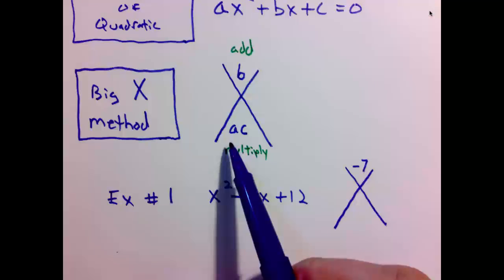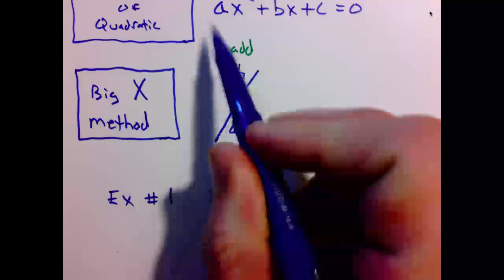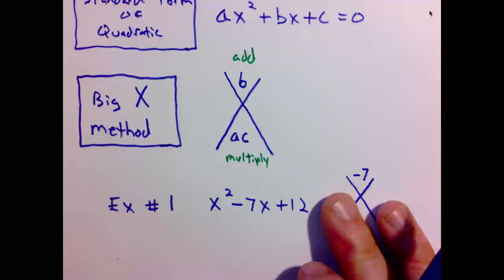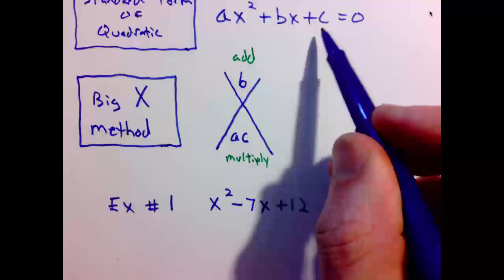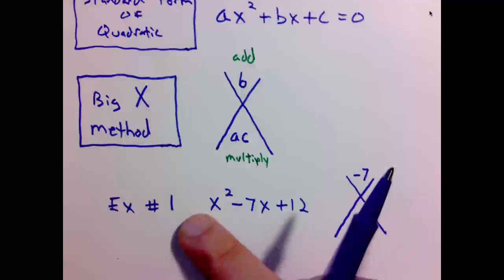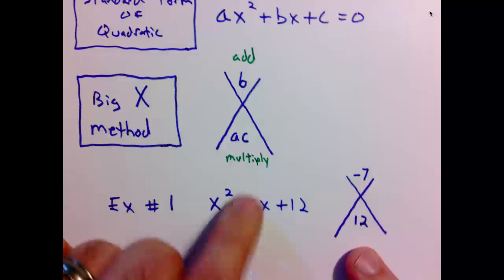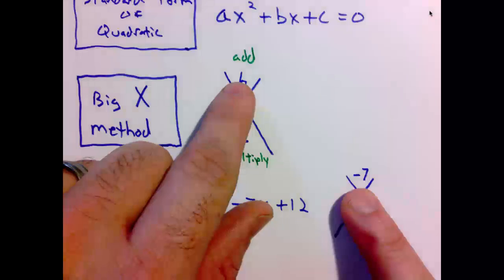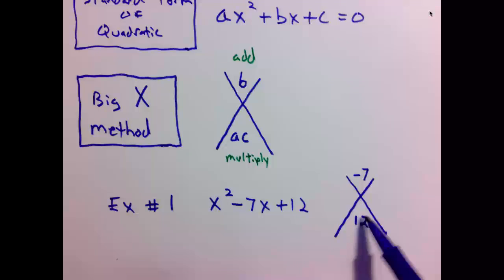In the bottom, I'm going a times c. In this case, a, the coefficient of x squared, is an implied 1, and c, the constant, is 12. So 1 times 12 is 12. I'm going to choose numbers that will multiply to give this 12, but then add to give this minus 7. So what I do first is think of the factors of 12.